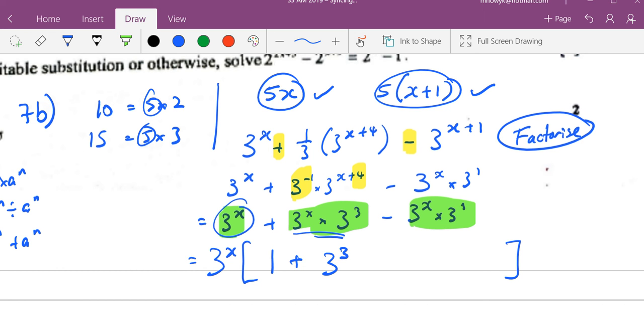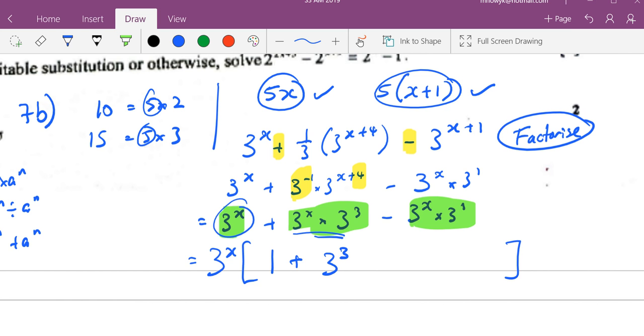The last one, I take out 3 power x. Left what? See the last one? So how do I get 1? If you imagine 3x times 1, you get 3x. How do I get 3 cube? 3x times 3 cube equals 3x times 3 cube. So the last one, if I take out 3x, left what? Too small, right? That's why you must sit in front. Again, if 3 power x and 3 cube, I take out 3x, so left 3 cube. So this one, I take out 3x, left 3 1, right?